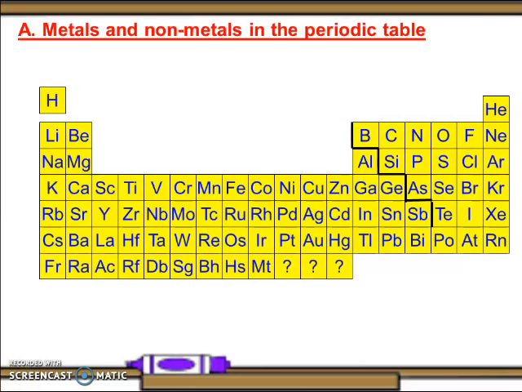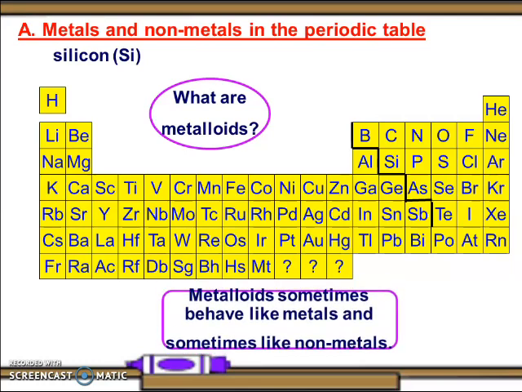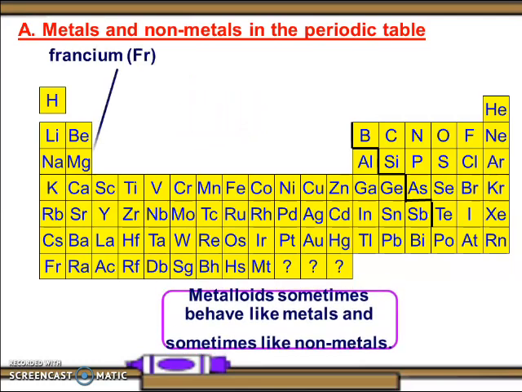The periodic table is a list of all the known elements which are arranged according to the similarities in their properties. On this slide, there are 5 elements to be identified as metal, non-metal, or metalloid. Silicon is metalloid. What are metalloids? Metalloids sometimes behave like metals and sometimes like non-metals. Francium is metal.